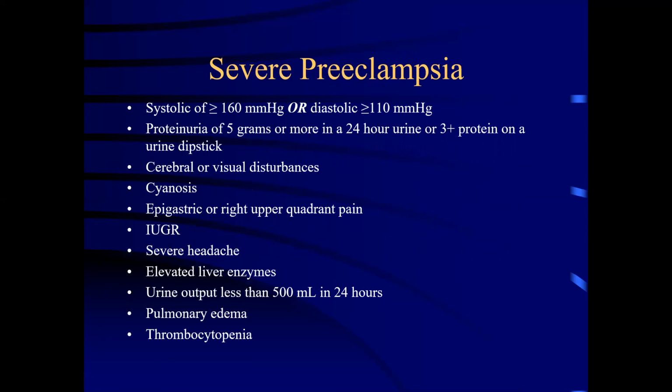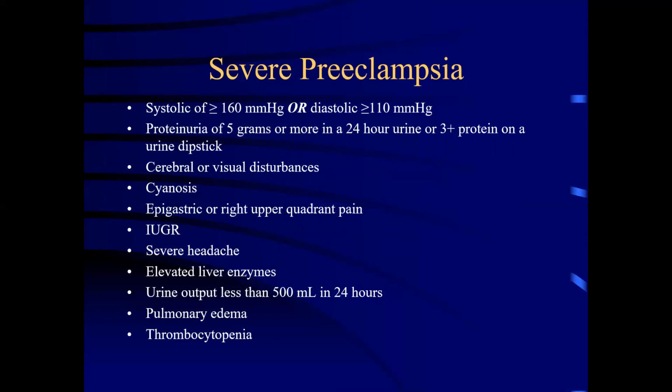When you get severe preeclampsia, you're looking at pressures of more like a systolic of greater than or equal to 160, diastolic greater than or equal to 110. A larger amount of protein in a 24-hour urine or on a dipstick. You start to see patients who have visual disturbances, frontal non-remitting headaches. They may have epigastric or right upper quadrant pain. Their babies will be less likely to grow, causing intrauterine growth restriction.